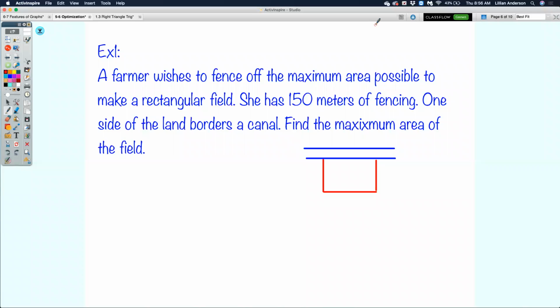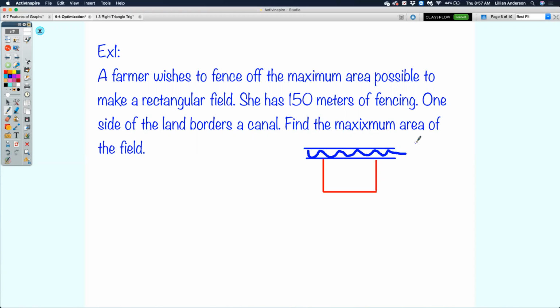A farmer wishes to fence off a maximum area possible to make a rectangular field. She has 150 meters of fencing. One side of the land borders a canal. Find the maximum area of the field. As you can see in the picture that's already drawn for you, it provides that visual. They wish to fence off a maximum area to make a rectangular field. So the red represents the rectangular field and it borders a canal.